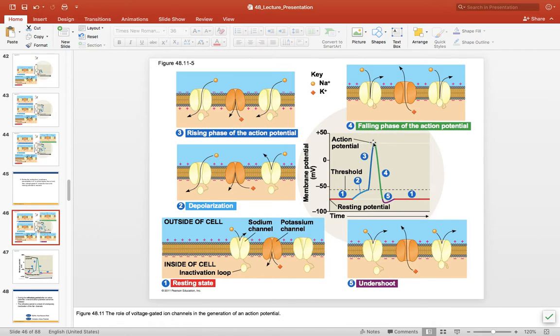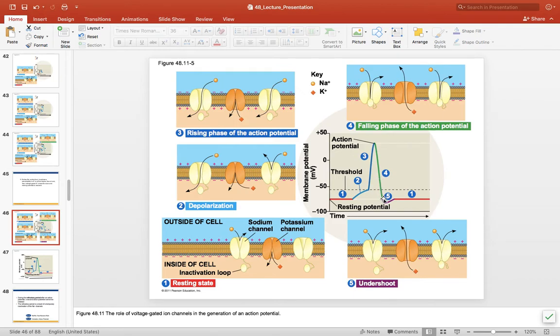Well, once we've reached our action potential and the message has gone past that part of the membrane, we then go to a falling phase of the action potential where we reverse what channels are open. Potassium channels open, sodium channels close, and our membrane potential reverses where the inside of the cell now becomes more negatively charged than the outside, and we have a huge hyperpolarization.